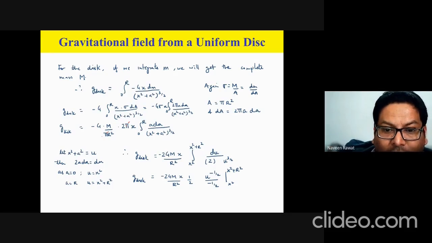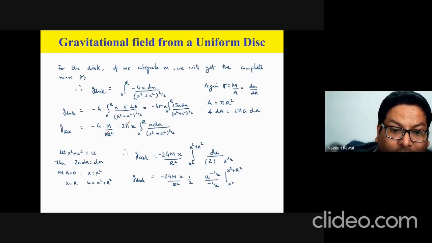Okay, so again you have to do this by substitution. We will consider x square plus a square to be u. And if you do that, then we can write a dA as du divided by 2, just like we did before. But we have to change the limits of the integration. As a is 0, you get u is just x square. And as a is r, u will become x square plus capital R square. So those are your limits of integration.